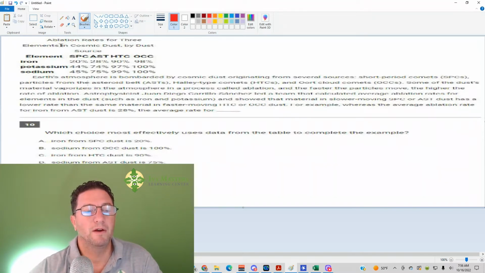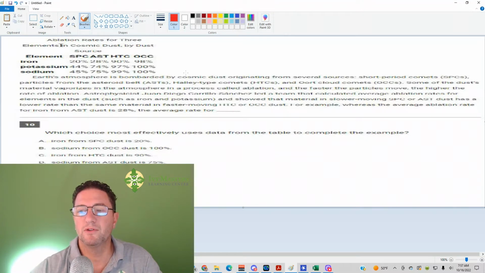And then the paragraph starts, Earth's atmosphere is bombarded by cosmic dust originating from several sources, short period comets, SPCs, particles from the asteroid belt, ASTs, Halley-type comets, HTCs, and Oort cloud comets, OCCs. Some of the dust's material vaporizes in the atmosphere in a process called ablation. There you go. Now you know what everything stands for, and you know what ablation means. It's the percentages of the materials that vaporize in the atmosphere.